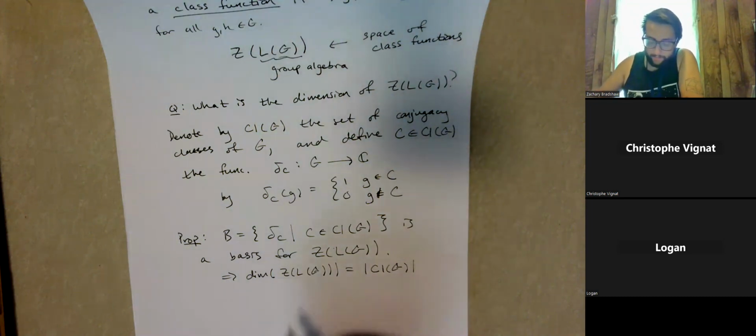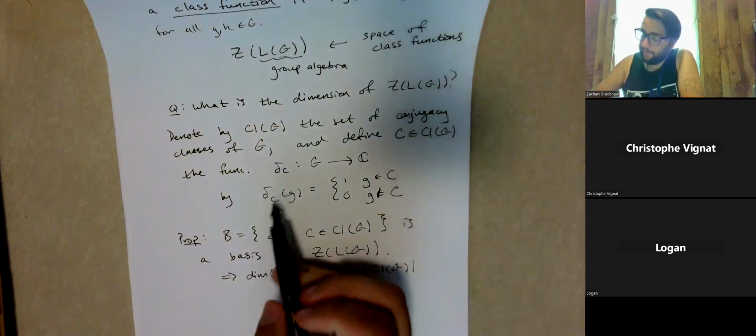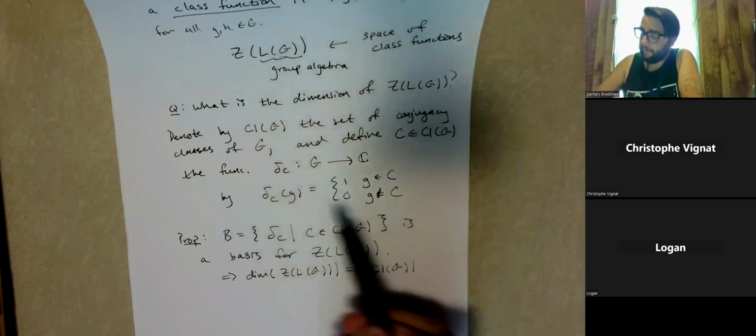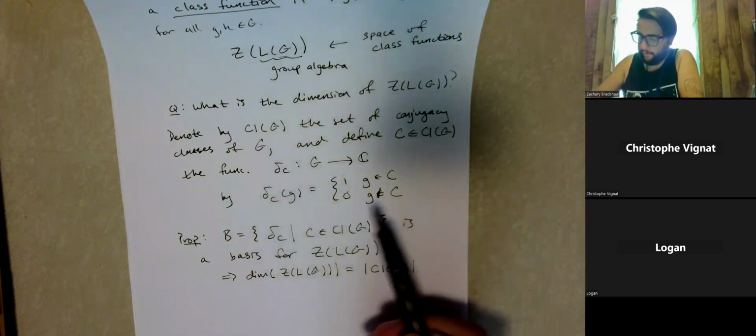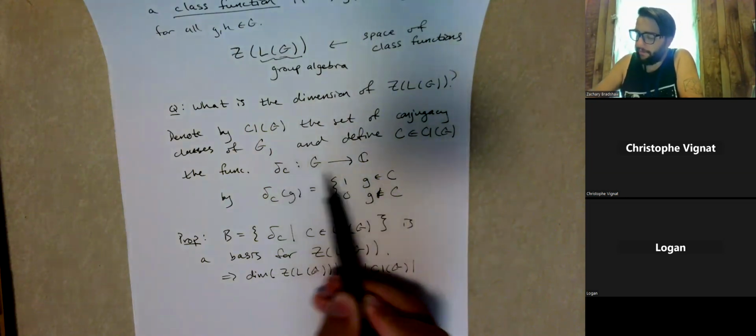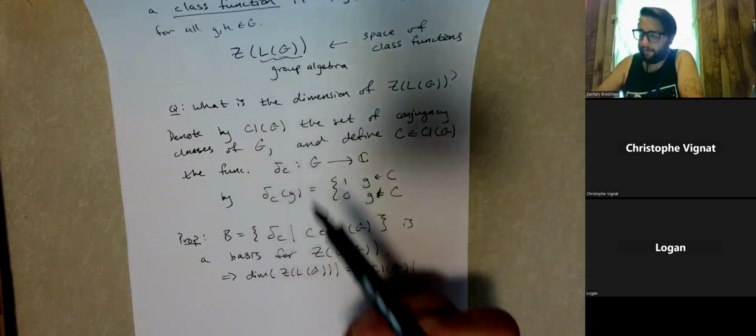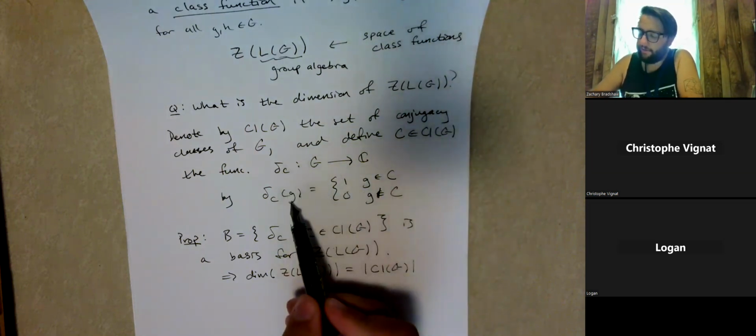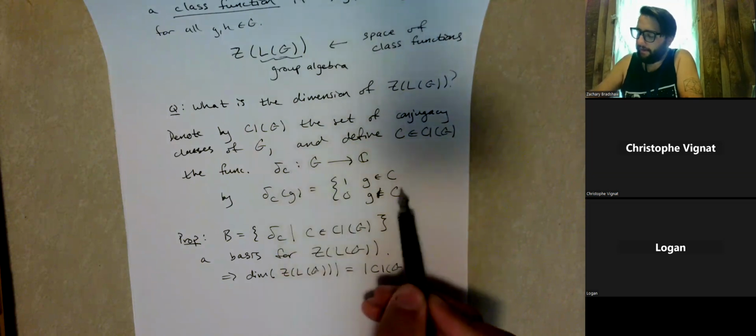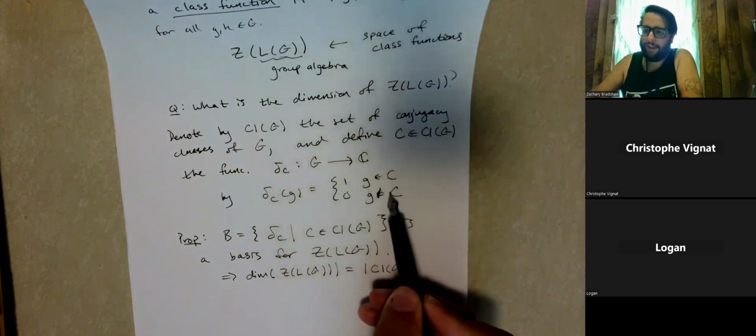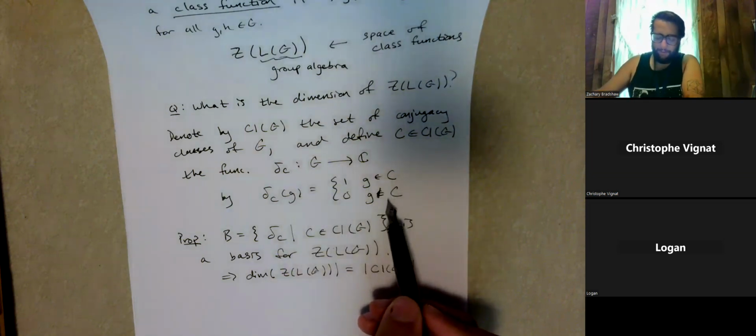Okay, so it's clear that delta C is a class function, just by definition, right? Because it maps from G to C, as in our definition, and it's definitely closed under conjugation because the definition only depends on the conjugacy class.